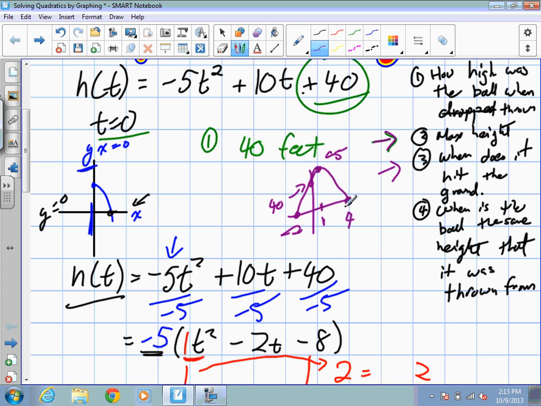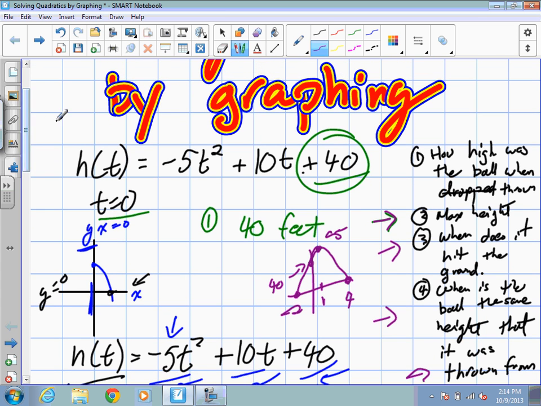Now, this is the hard part. When is the ball the same height it was thrown from? What height was it originally thrown from? 40. Okay. And we want to know when it's 40 again. We can kind of use some deduction to figure this out. We want to know when the height is 40 in this case.